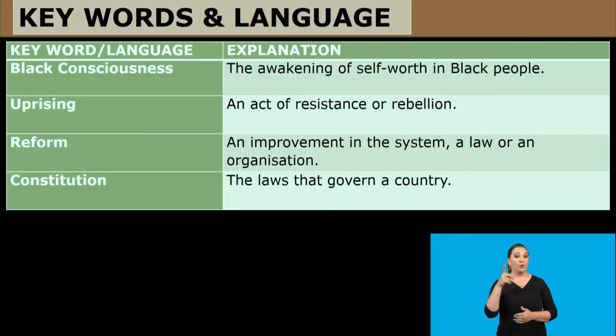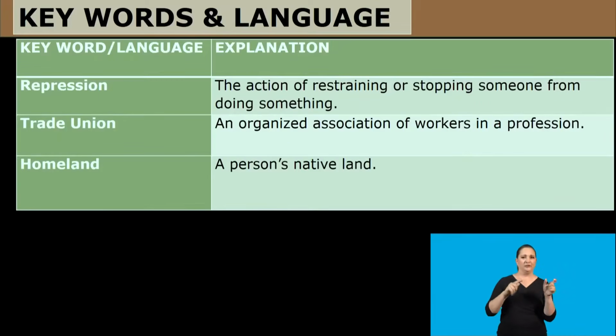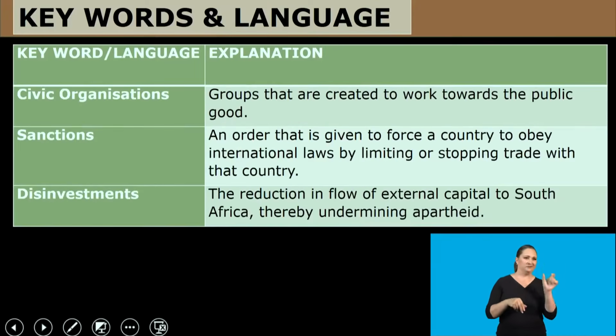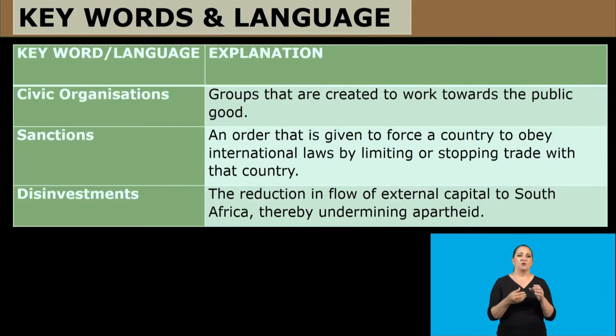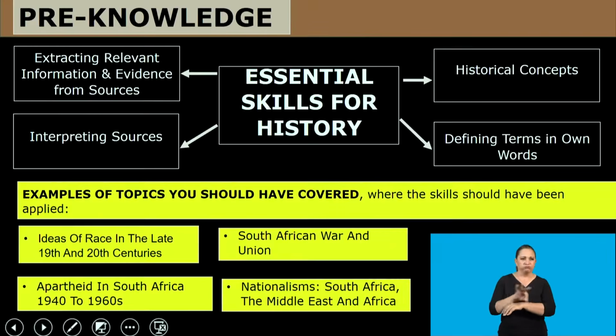You also need to remember that there are keywords or historical concepts that go with a theme. So you should be able to define them in your own words, like black consciousness, uprising, reform, constitution, repression, trade union, homeland. Make sure you know what they mean and you can define them in your own words. Others can be civil organizations, sanctions, disinvestments.